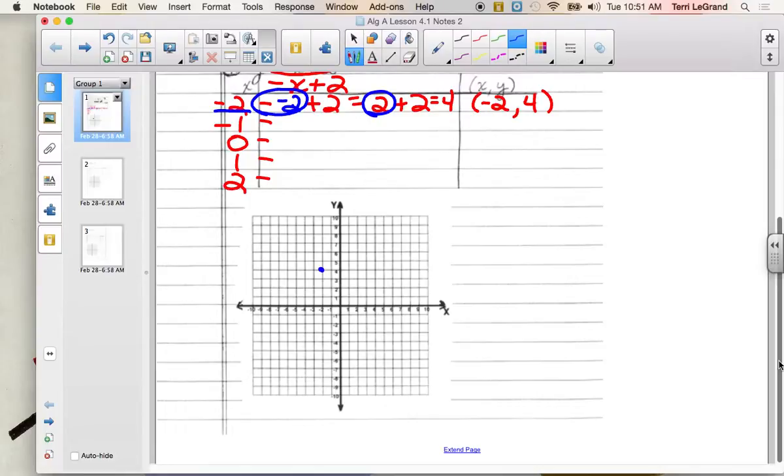And now we're ready to get another ordered pair. So again, I've already put that negative sign there from the negative x. Now I just need to substitute in my x value, which is -1, and add the 2. So what's the opposite of -1? +1. So now we have +1 plus 2, and that is 3. So our next ordered pair is what? -1, +3. So let's go put that point on our graph now.